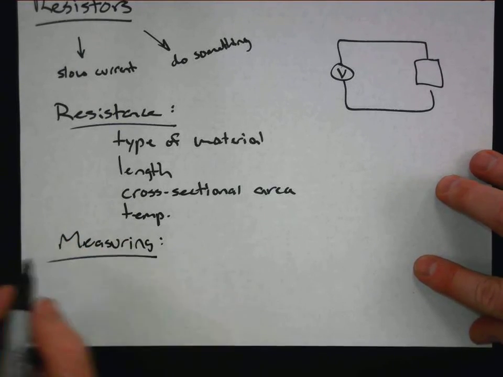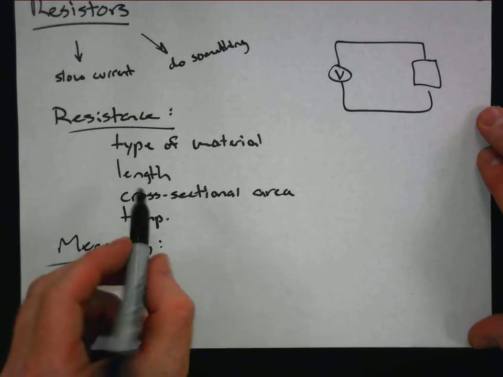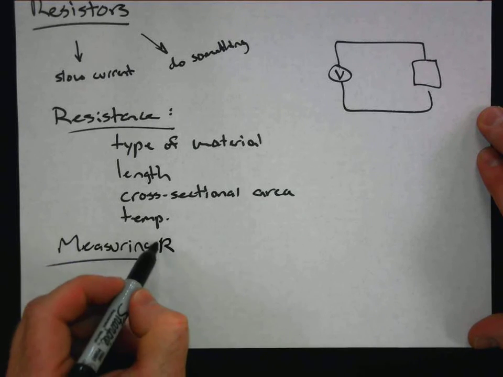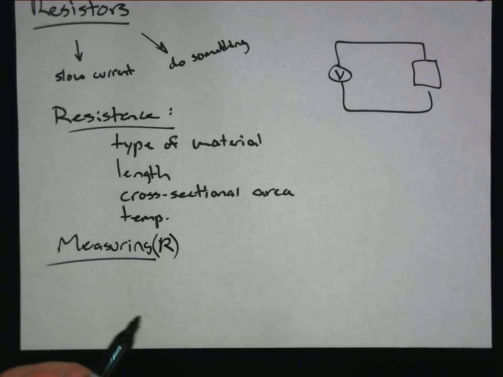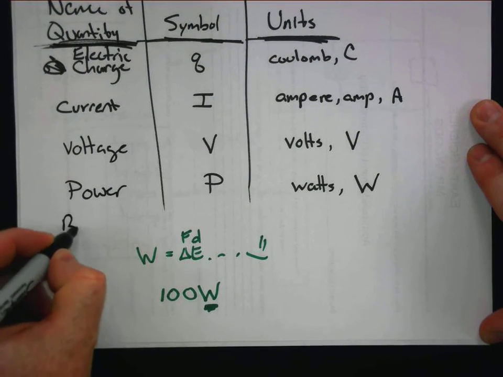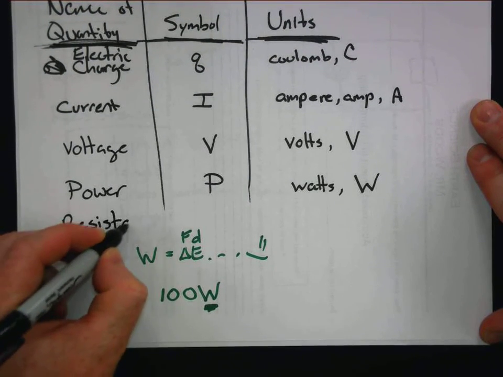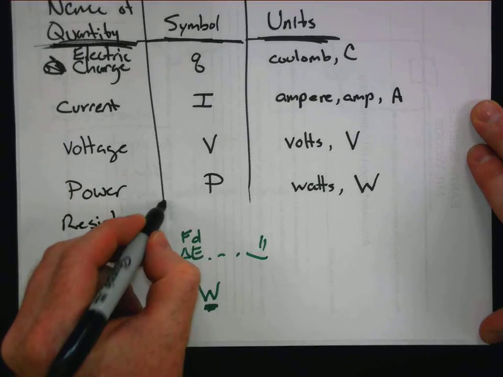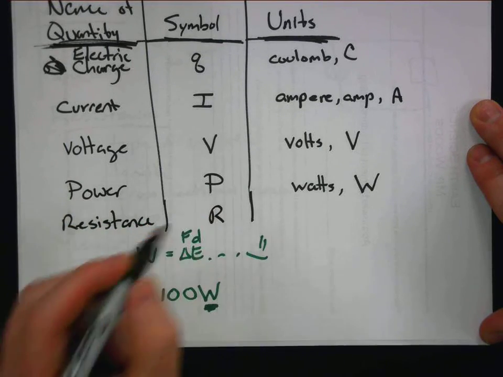So how does it do that? So measuring resistance. Oh, by the way, capital R for resistance is the symbol we're going to use. Aha! I need to add that to my chart. Electric resistance. So you want to go back. That's a capital R. And the units.